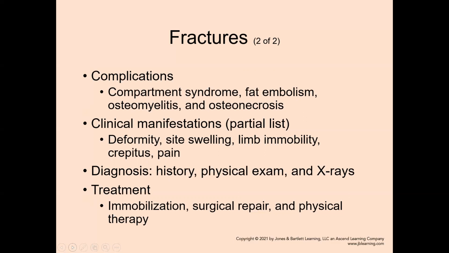Clinical manifestations include deformities, site swelling, limb immobility, crepitus, pain. You could really have a bone hanging out of a leg. It can be very variable depending on the type of fracture. The diagnosis is made through history and physical exam and x-rays. And if there was some kind of trauma or an accident, you want to know the specifics of how it happened so you can decide which kind of fracture they're at higher risk for.